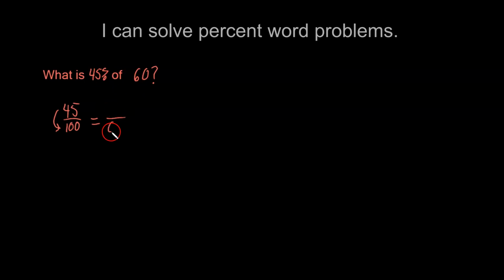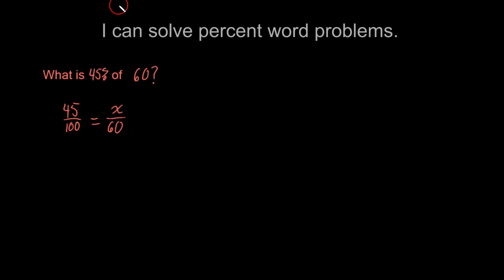Of 60 means that 60 is the whole number. Just like 100 is all of the percent, 60 is the whole. So the ratio between 45 and 100 is the same as this missing value and 60. If it's an unknown value, let's call it x. So the ratio between 45 and 100 is equal to the ratio between x and 60.